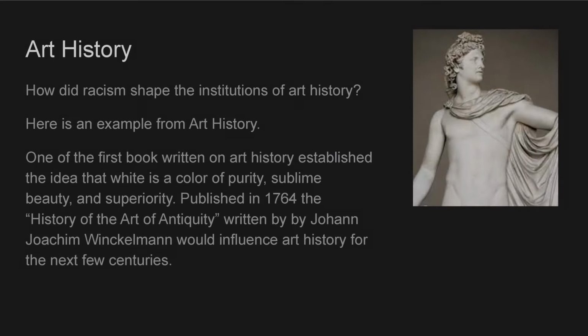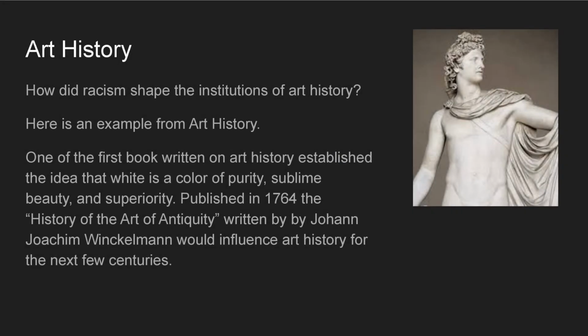In art history, we see many impacts of racism, stereotypes, and cultural domination. Racism definitely had an impact on institutions of art history. Some of those institutions could be art museums, art schools, textbooks, art history textbooks. And here's an example from art history.